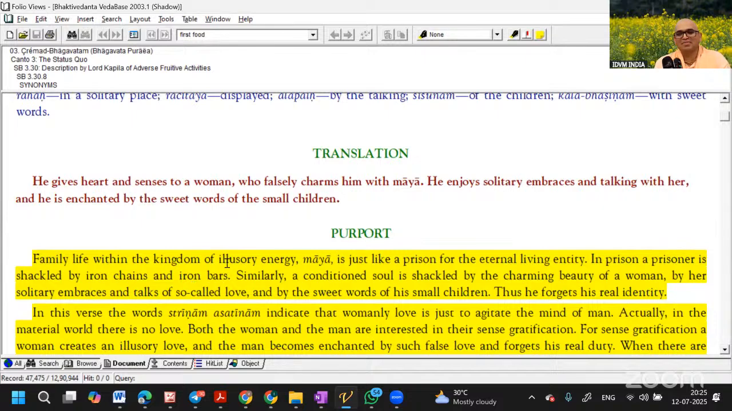Family life within the kingdom of illusory energy, Maya, is just like a prison for the eternal living entity. In prison, a prisoner is shackled by iron chains and iron bars. Similarly, a conditioned soul is shackled by the charming beauty of the woman. उससे क्या होगा, जीवात्मा का जो फॉल्स आइडेंटिटी है वो और भी स्ट्रांग हो जाता है. He will absolutely believe that I am the body. वो गांठ बहुत टाइट हो जाता है. By her solitary embraces and talks of so-called love.